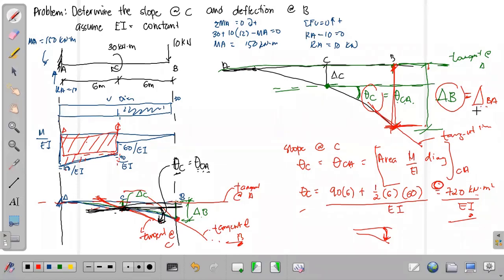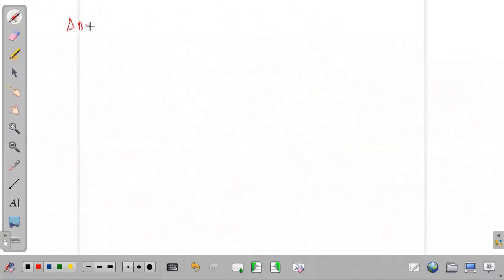Okay? The distance from the elastic curve, so yung elastic curve natin sa B, from our tangent to the tangent line drawn from the A. Okay? So, andito yung elastic curve natin sa my point B. So, pag bumaba, andito yung elastic curve natin at andito yung ating tangent A. So, yung distance dito sa elastic curve from our tangent, yun yung magiging delta BA. Kaya that is equal to delta BA. Okay? So, to solve for the delta BA, delta B is equal to delta BA.